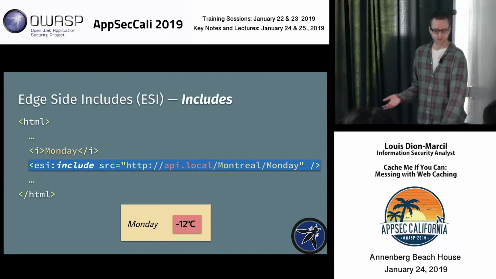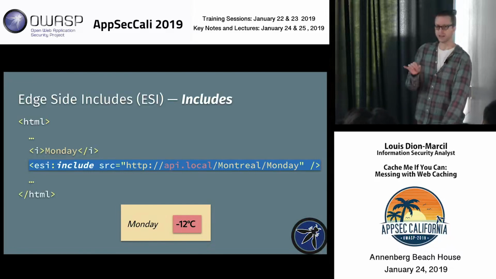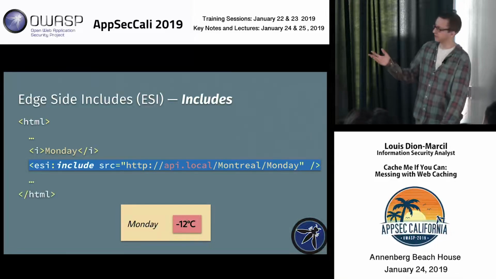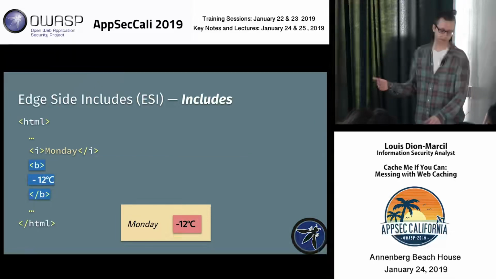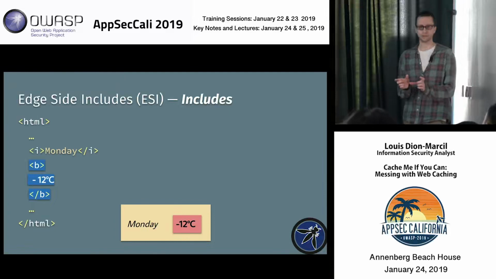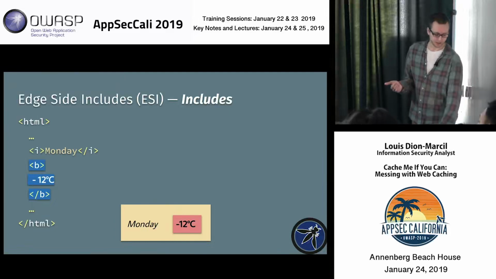And what it does is it's going to search and replace the content of that tag at the cache level before sending it back to the user. So then in that case, once the cache receives this, it's going to go and fetch API.local/Montreal Monday, and it's going to send back the content of that HTTP response inside the HTTP response to the end user.